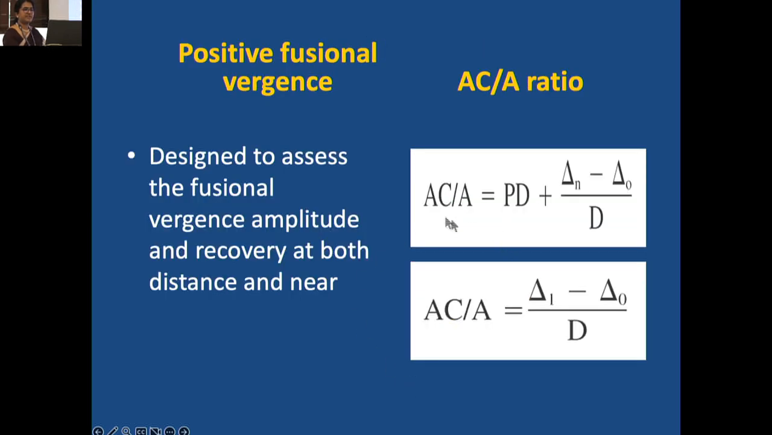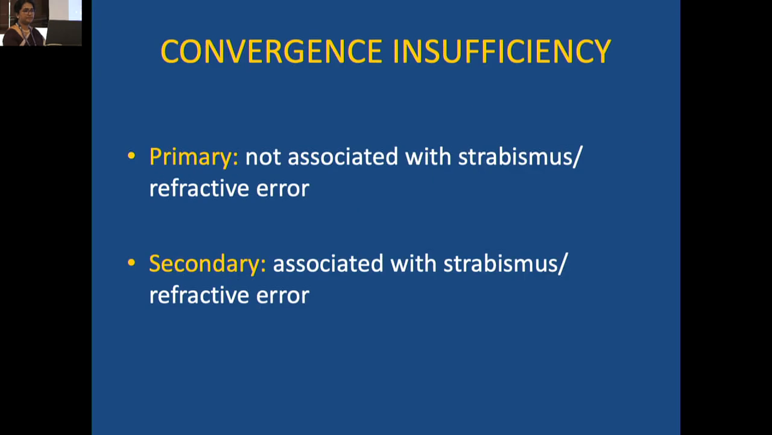And the AC/A ratio, we all know about the AC/A ratio. It can be tested in cases for diagnosing convergence insufficiency. Again, convergence insufficiency is primary and secondary. Primary being not associated with strabismus or refractive errors, secondary those associated with these both.